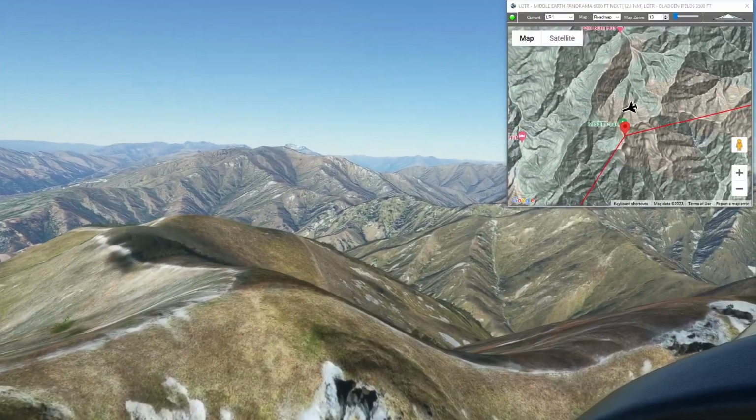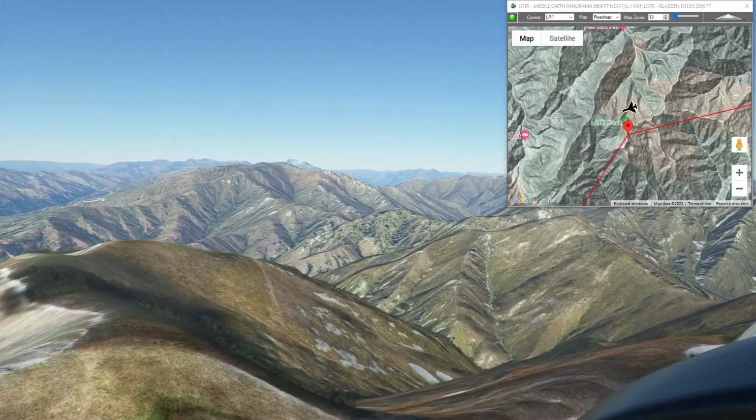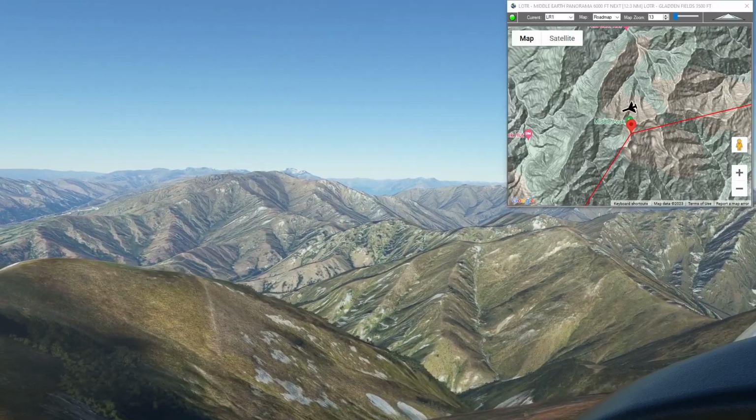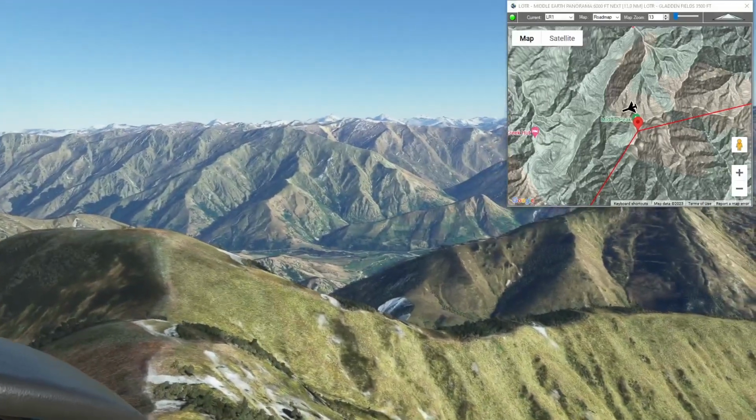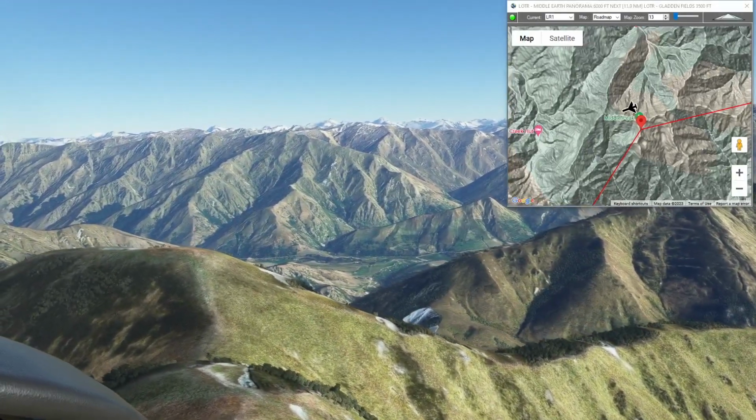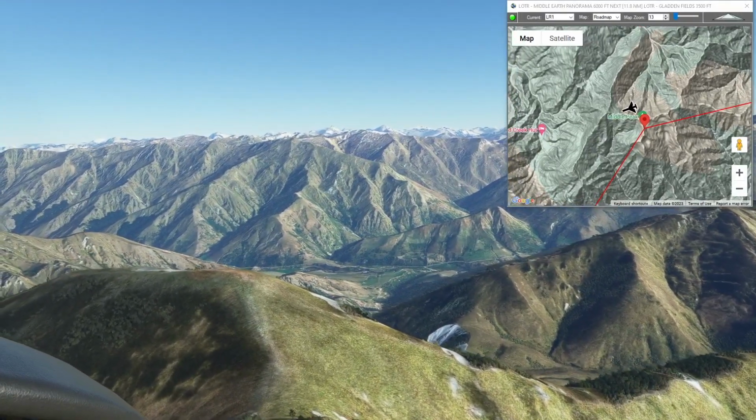Now this one's called Middle Earth Panorama. I didn't know what to call it. It's not really a filming site per se. It's, I guess, the opening scene during the credits, I think.